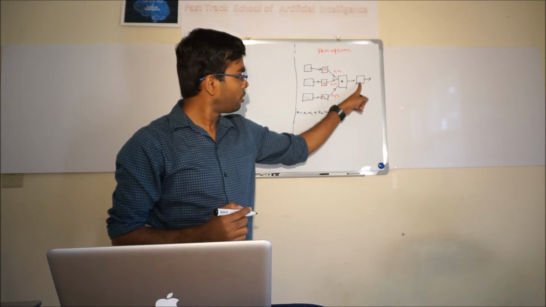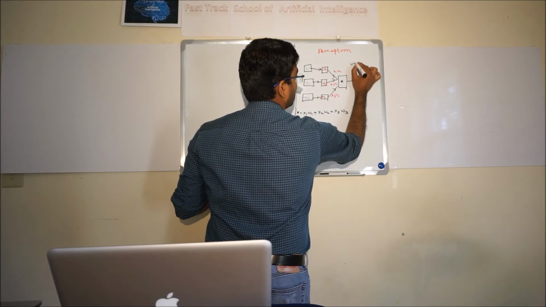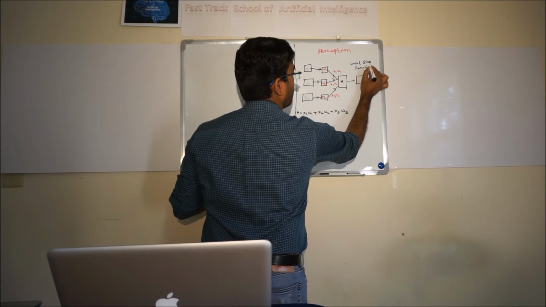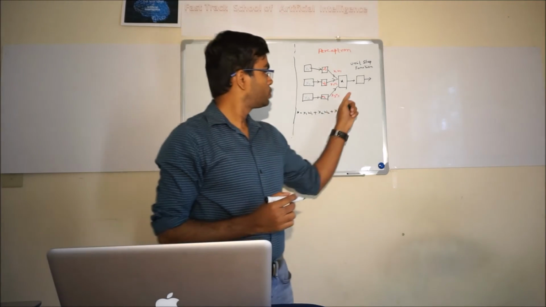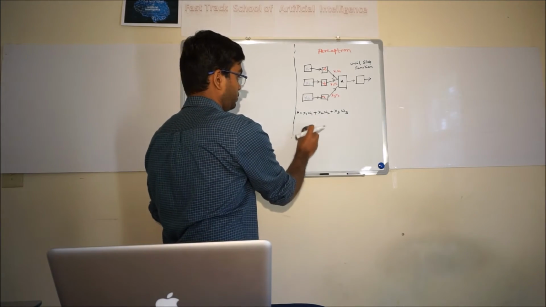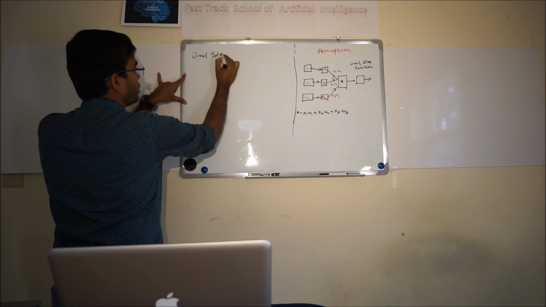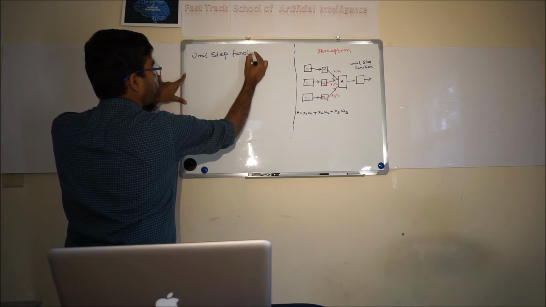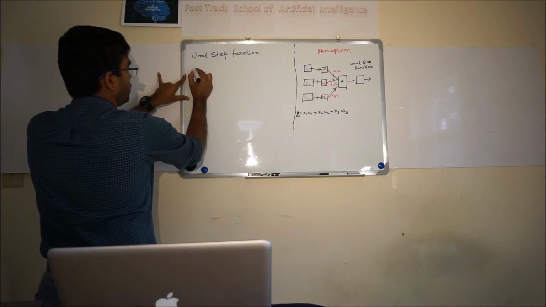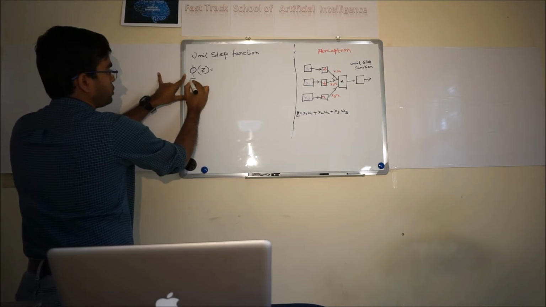Now this is called the activation function. For Perceptron, this is called the unit step function. So how does it work? Suppose this is the unit step function. Let's take the input as z, and this theta z is the unit step function.